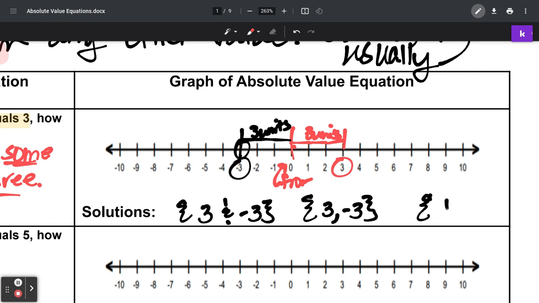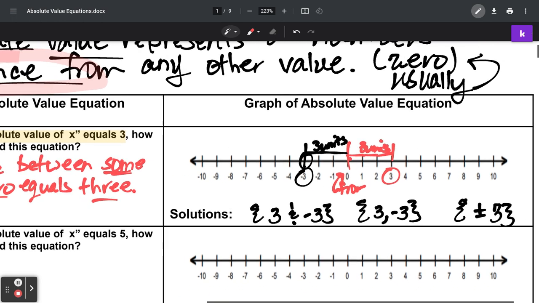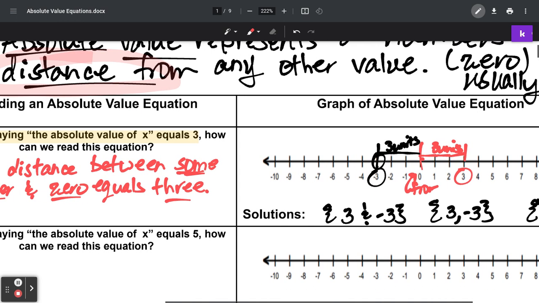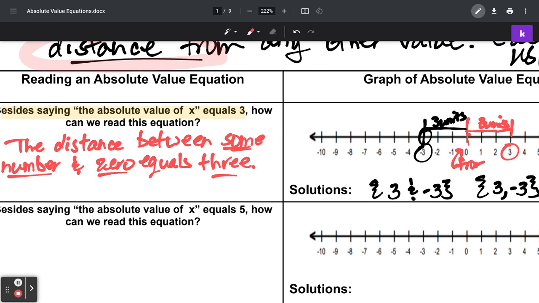Sometimes you will even see this, not like that, not with the parentheses, but with the curly braces. That means +3 or -3, okay? So those would be the numbers that are 3 units from 0, 3 and -3. So the distance between 3 and 0 is 3, and the distance between -3 and 0 is also 3.